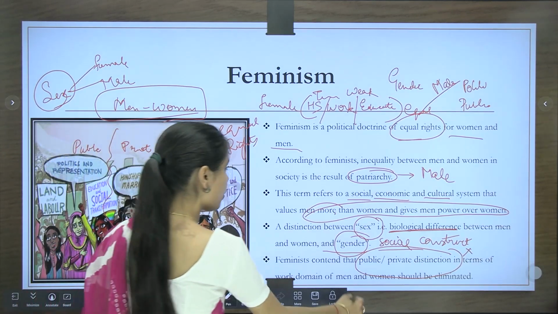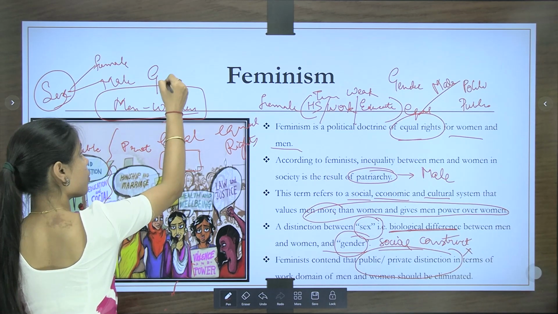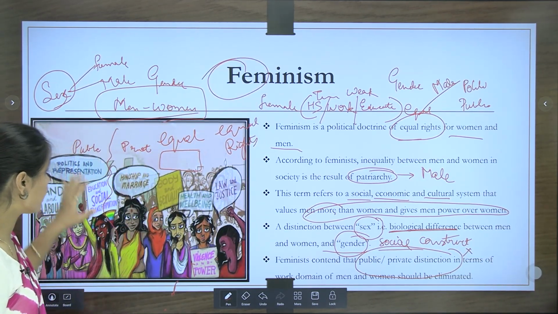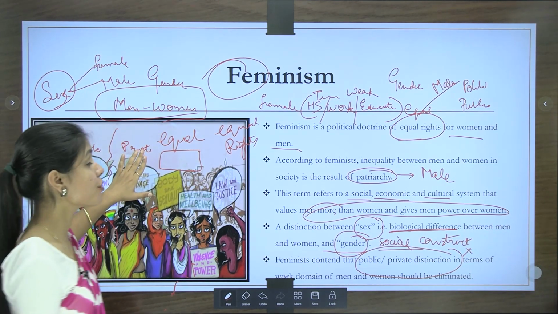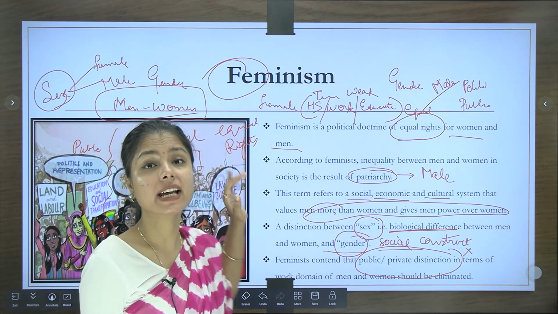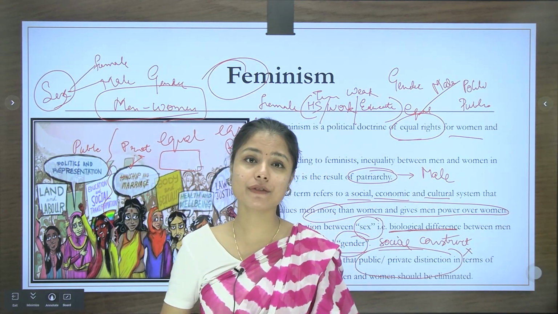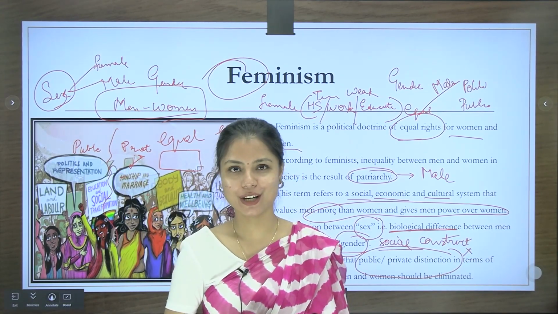So if you really want to bring about equality in the gender quotient, you need to understand feminism, which believes that this public-private distinction should end and women should be able to enter the public affairs as well. And related to the first slide that I gave you, political equality, social equality and economic equality.